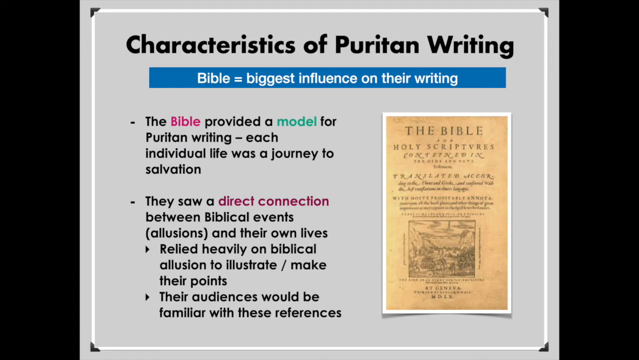So the Bible was the biggest influence on Puritan writing. It offered a model for them. So remember, each individual life was a journey to salvation. So they are trying to write in a way that is manifesting that they are on that journey. They also saw a direct connection between biblical events in their own lives, so they rely heavily on biblical allusion to illustrate and make their points. And it's not just the Puritans. People do this all throughout the history of literature.